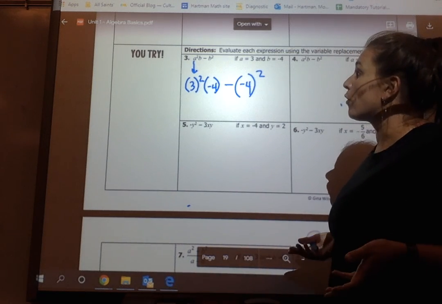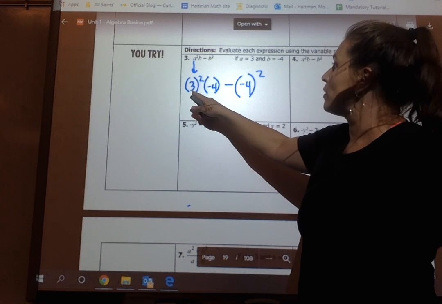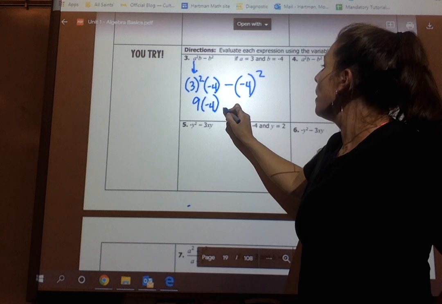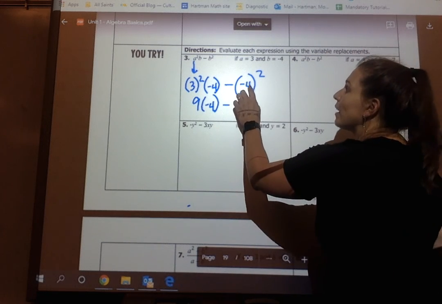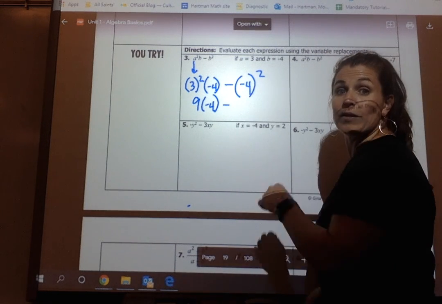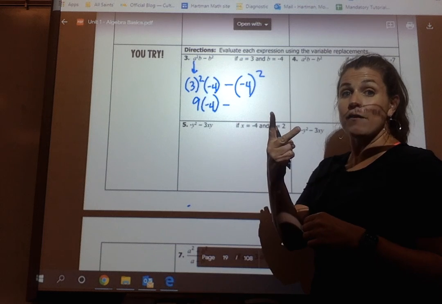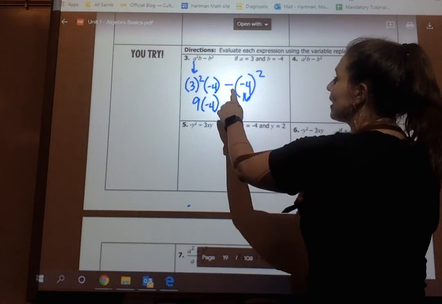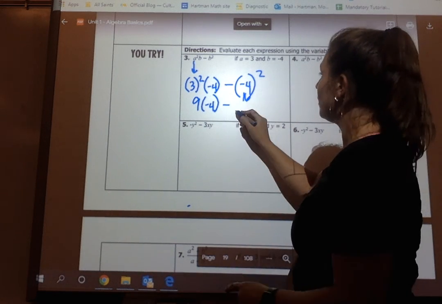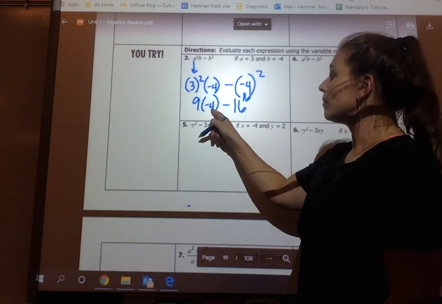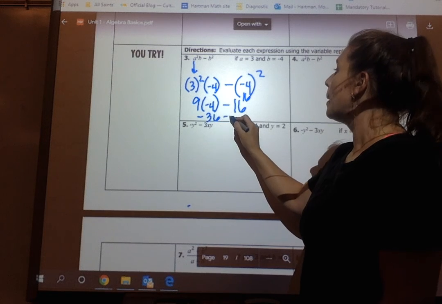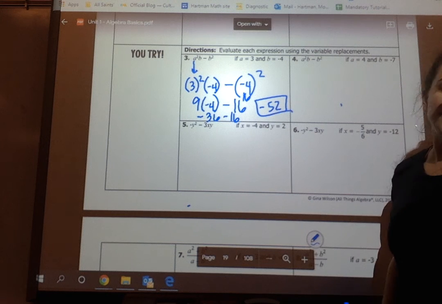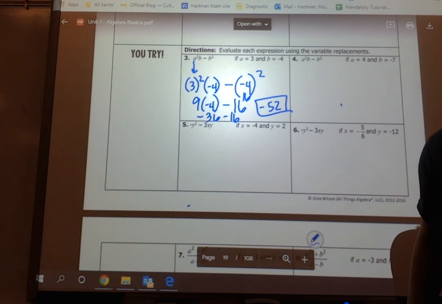And now I follow order of operations. Exponents first. 3 squared is 9 times -4 minus, what is -4 times -4 squared? That means -4 times -4 is positive 16. So 16 inside here, but because that's minus, I bring it down, and I get minus 16. Now I do -36 minus 16, and I get -52. -52 will be my answer on number 3.